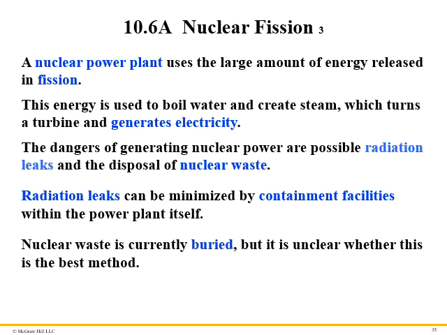The dangers of generating nuclear power are possible radiation leaks and the disposal of nuclear waste. So that water that has been exposed to that uranium, those neutrons, right? They need to be properly disposed, properly cleaned, and that tends to be some of the dangers of having nuclear power plants. Radiation leaks can be minimized by containment facilities within the power plant itself. So long as you're being safe about it and properly containing these unstable isotopes, it should be okay.